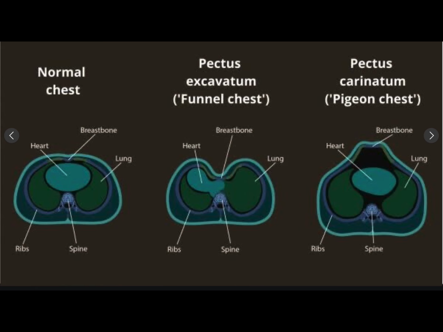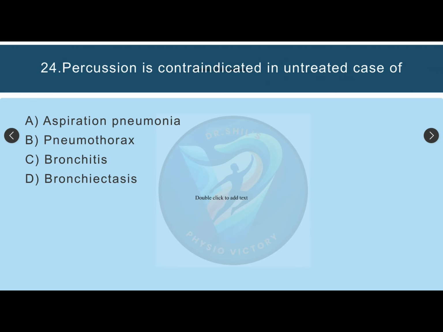So next question, question number 24. Percussion is contraindicated in untreated case of option A, aspiration pneumonia, option B, pneumothorax, option C, bronchitis, and option D, bronchiectasis. Here the clear answer is option B, pneumothorax. In pneumothorax, percussion can worsen lung collapse, so must be treated first with chest tube.